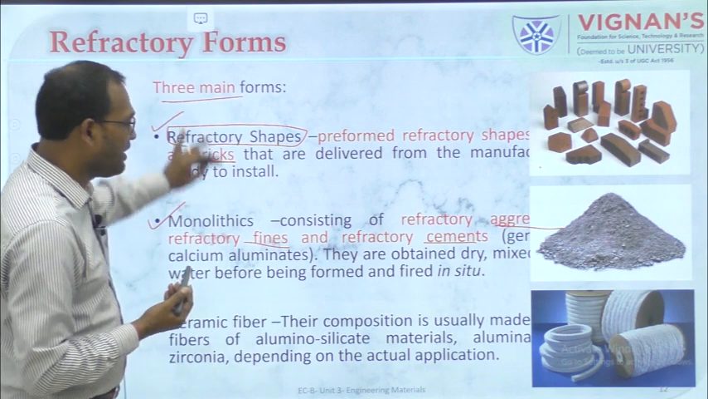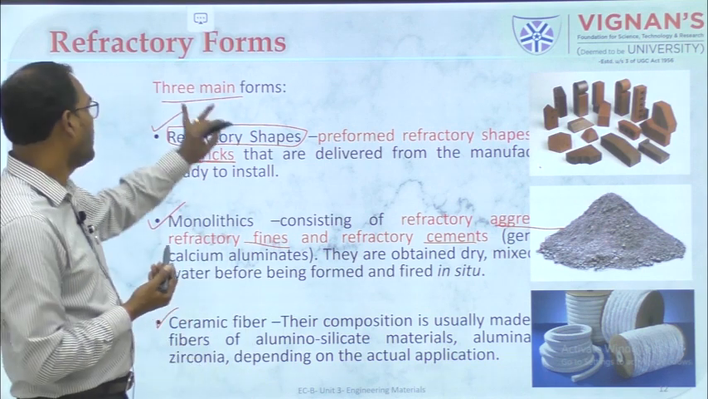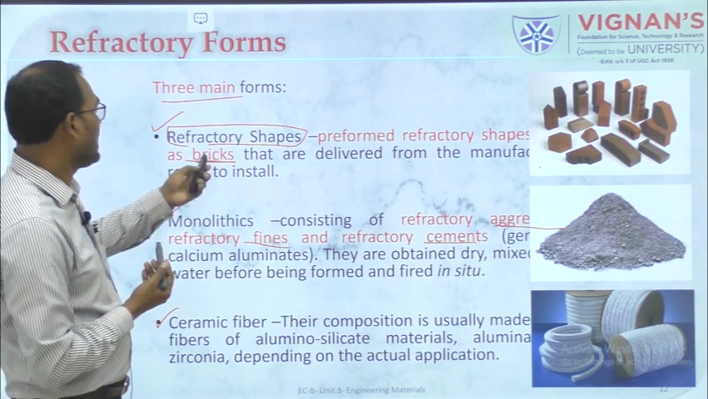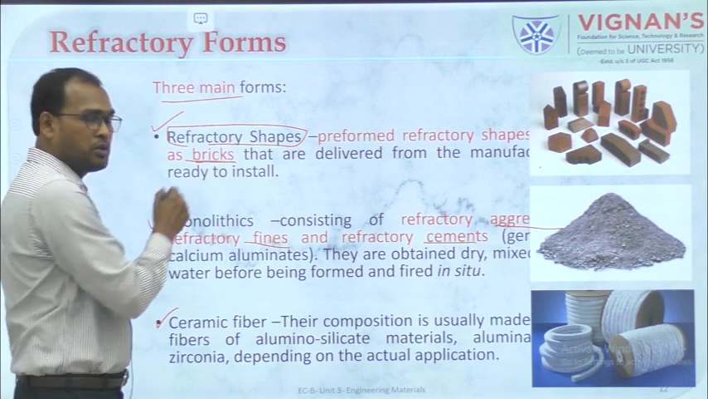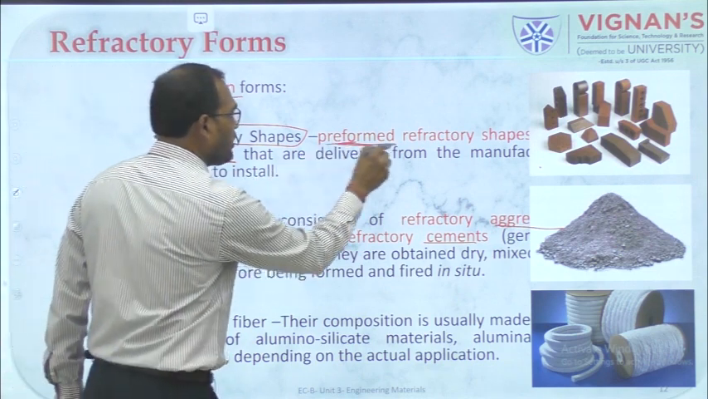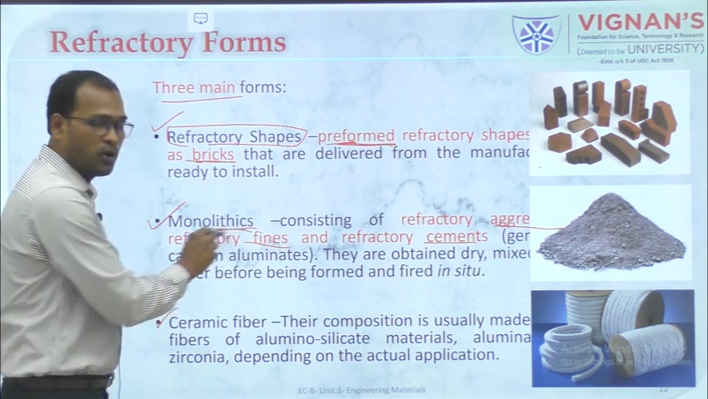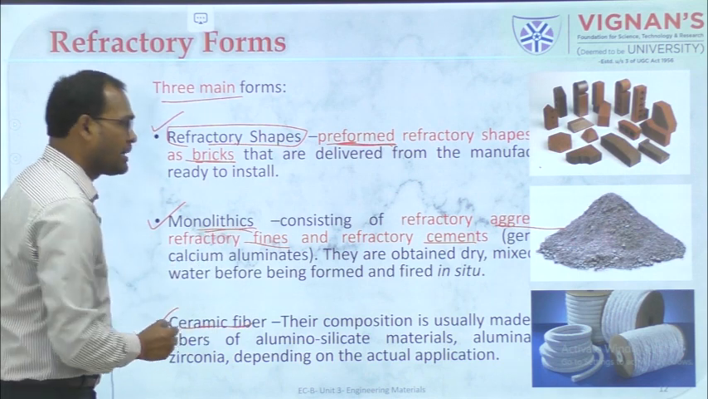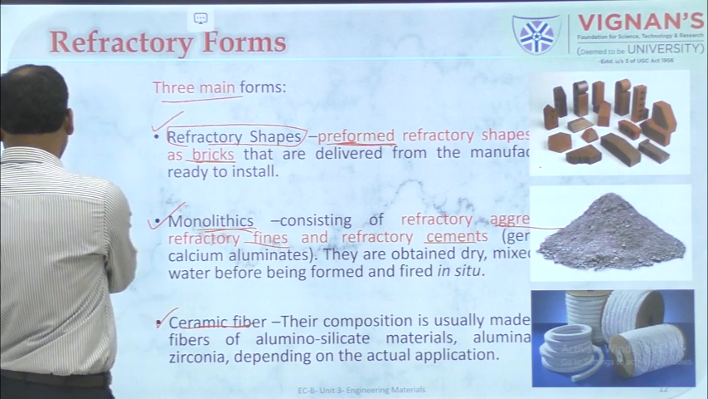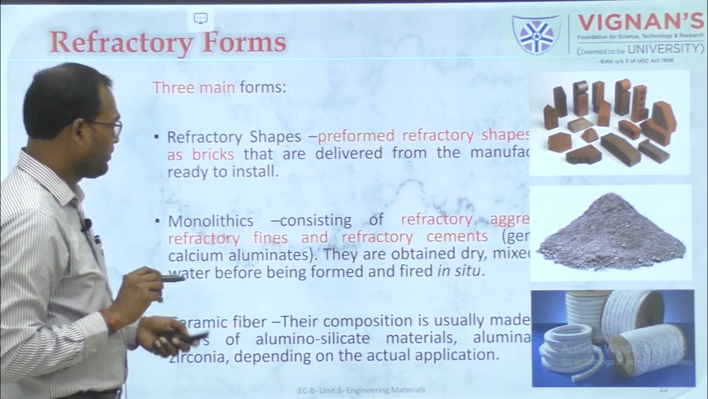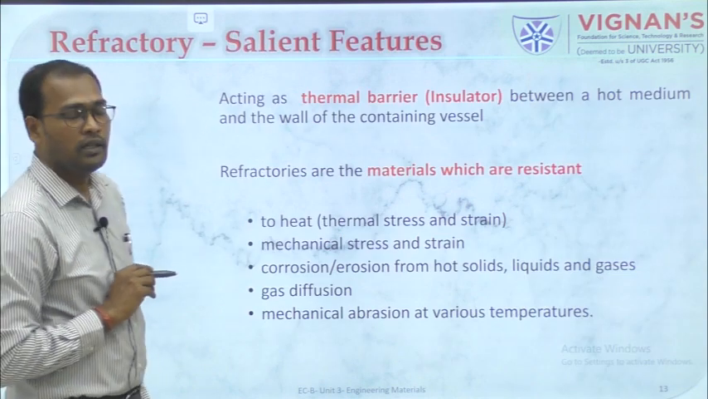So these are the different forms available for the refractory. It can be in the form of preformed shapes, right, or in the form of monolithics, or in the form of ceramic fibers, right. So going into the next slide.